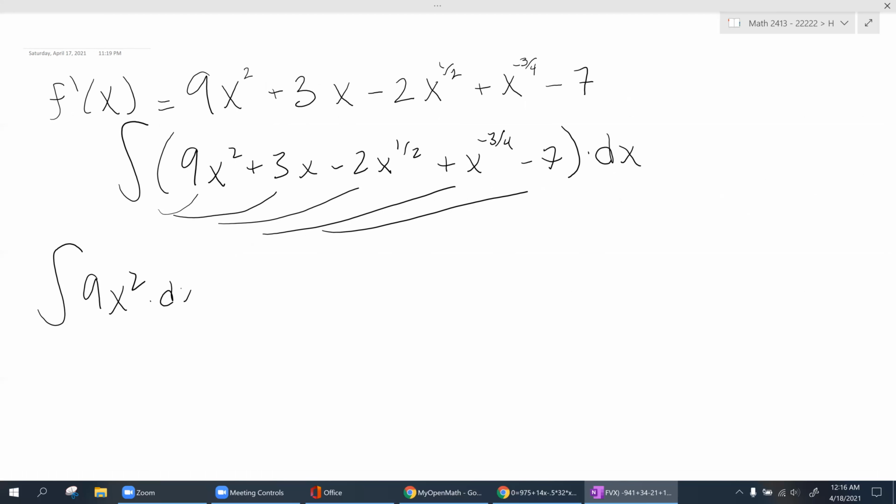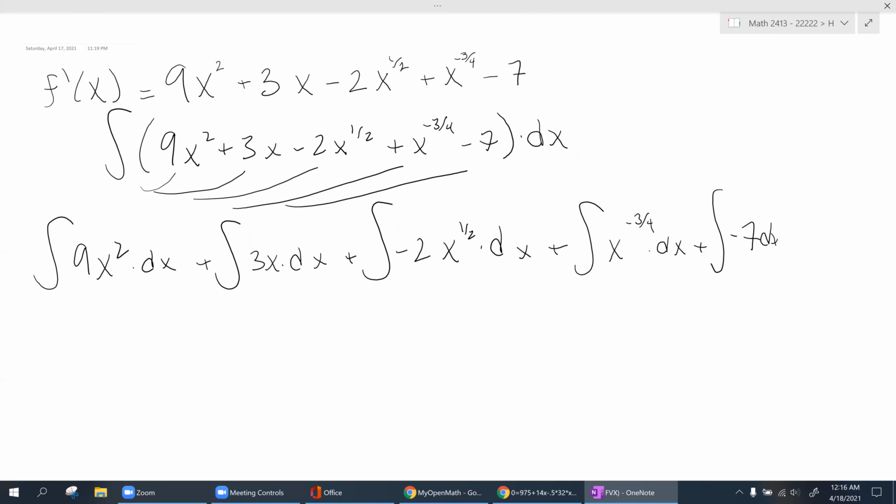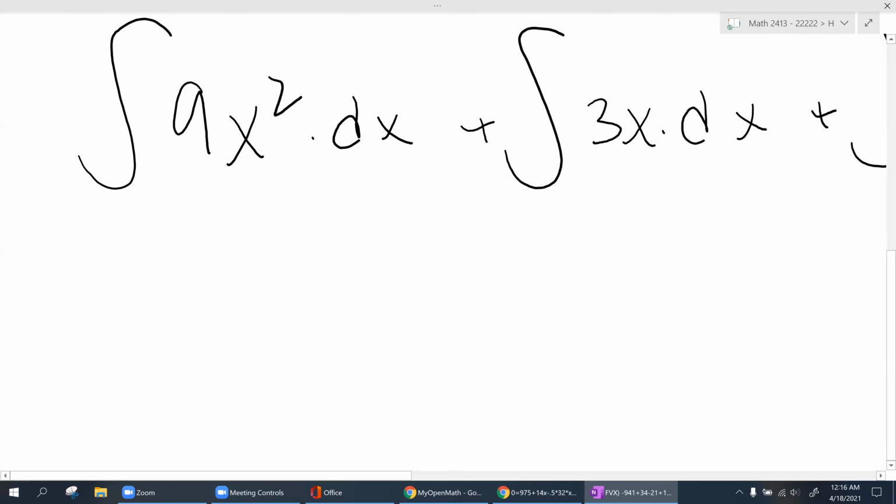So in other words, you now have the integral of 9x squared dx plus the integral of 3x dx, plus the integral of -2x to the 1/2 dx, plus the integral of x to the -3 over 4 dx, plus the integral of -7 dx. If you notice here, I have different scenarios. Let's go ahead and do this one first. 9x squared.